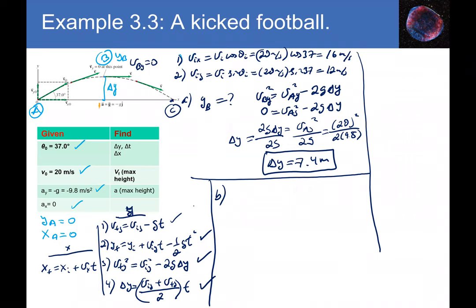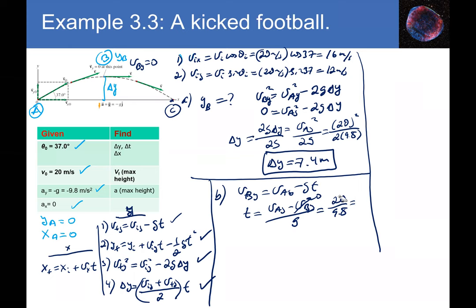Which is very straightforward, right? So if I use that equation, V final, which is VB in the Y direction, equals VA in the Y direction minus GT, then time will equal VA in the Y direction minus VB in the Y direction, divided by G. Since VB is 0, it will be 20 over 9.8, right? And I'm going to get 1.3 seconds. Sorry, I'm going to get, all right, sorry, here I made a mistake.